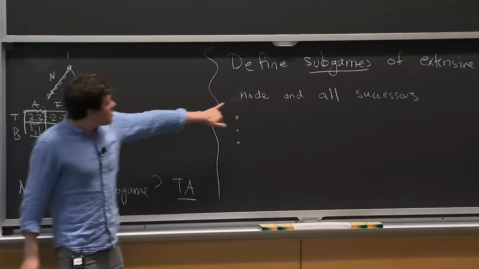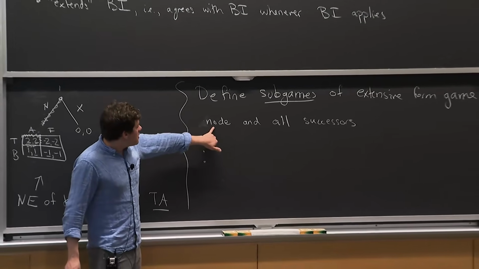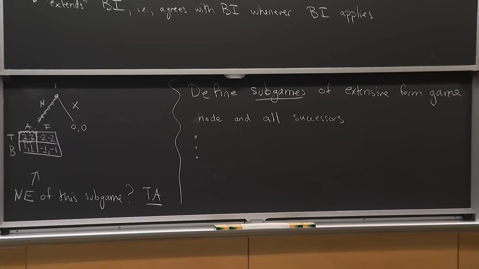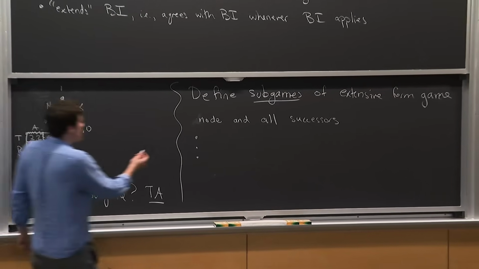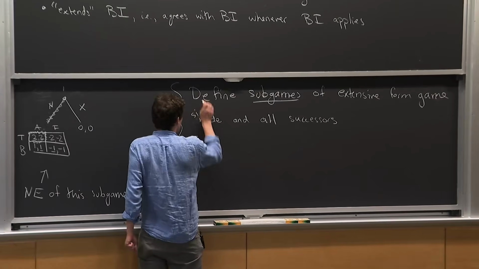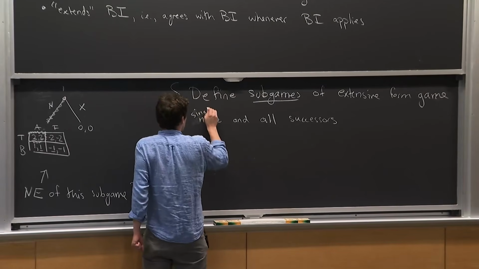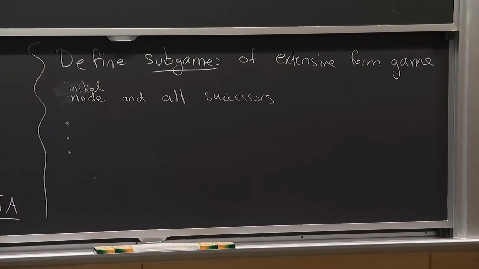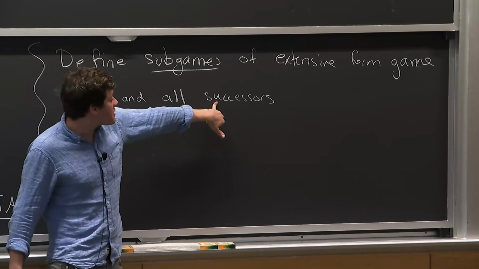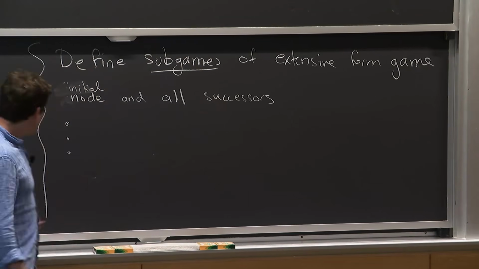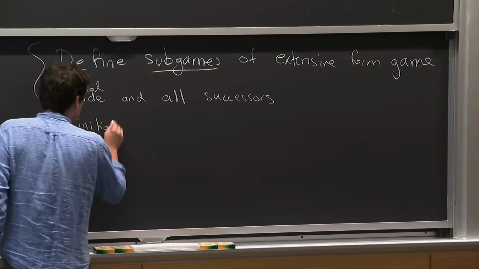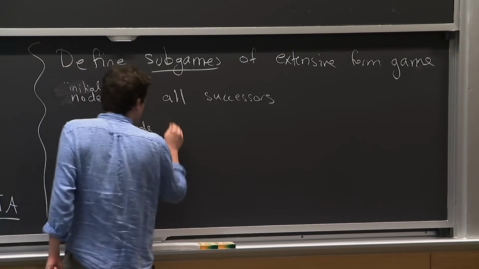The initial node has to be in its own information set. Maybe I'll emphasize. So we have a single. Maybe I'll call this the initial node to give it context. So we pick some node, which will be our initial node, and then we include all successors, all nodes that come after that node. But then we have two requirements. Our first requirement is that the initial node is in a singleton information set.